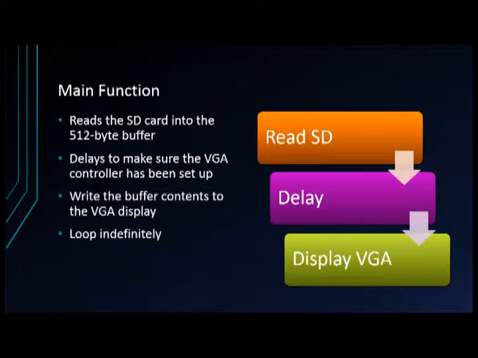The main function of the assembly program is a simple loop. It first reads the SD card into the 512-byte buffer. A delay is used after that to make sure the display VGA controller has been properly set up, and then the buffer contents are read out to the VGA display. When this is done, an infinite loop has the program just sit.